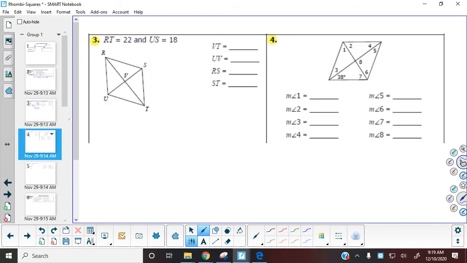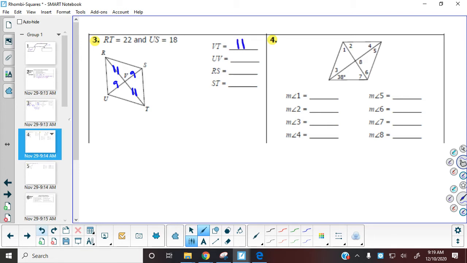When you look at number 3, it is very similar. We're going to get some information. So if RT is 22, that tells me each of the little pieces along RT are 11. So I'm going to go ahead and label those. If US is 18, I know each of the little pieces there are going to be half of that, so each of those are 9. So let's fill in what we know.